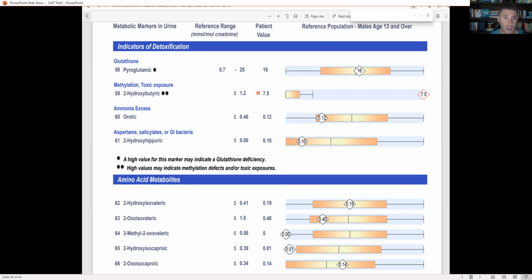Now, ammonia, if we have high ammonia, we're looking at that with orotic acid. Okay. So high ammonia is definitely not a good issue either, right? So that could be a metabolism issue that definitely needs to be addressed. Ammonia can be extremely neurotoxic. And then the 2-hydroxyhippuric acid is a sign of how well we're breaking down salicylates. And if we have dysbiosis in our gut, or if we're consuming high amounts of aspartame or aspirin, so the sweetener aspartame and the drug aspirin, that can elevate this marker. And also if we have gut dysbiosis, it can elevate that marker as well.